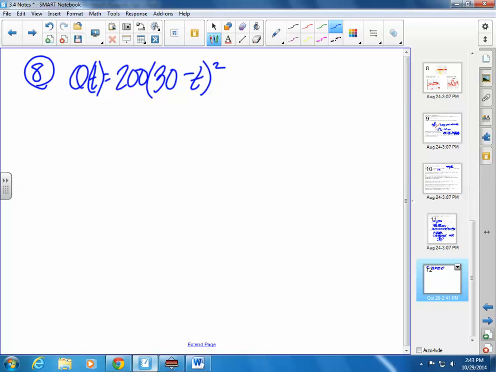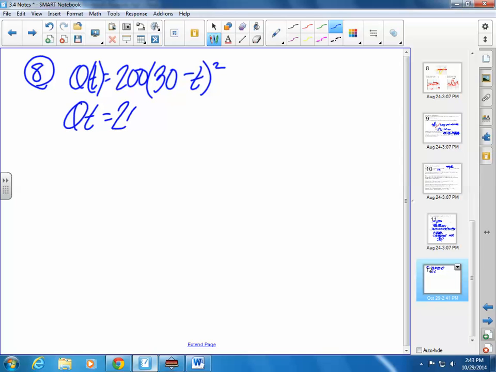So you want to plug 10 into what? That equation? No, why not? The derivative. The derivative is the rate of change. So you want to plug 10 into the derivative, because it's asking the rate of change after the 10 minutes. How do you know that? That's what we talked about yesterday, rate of change.